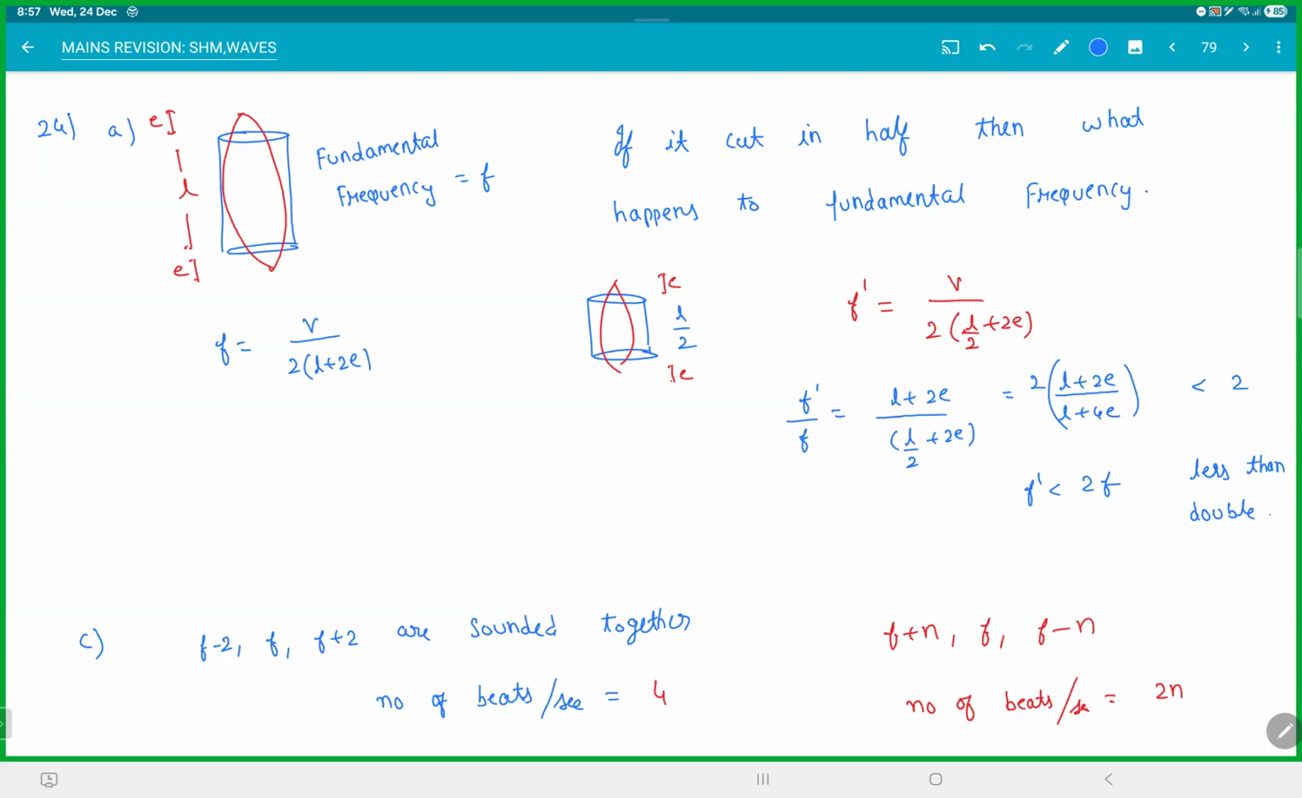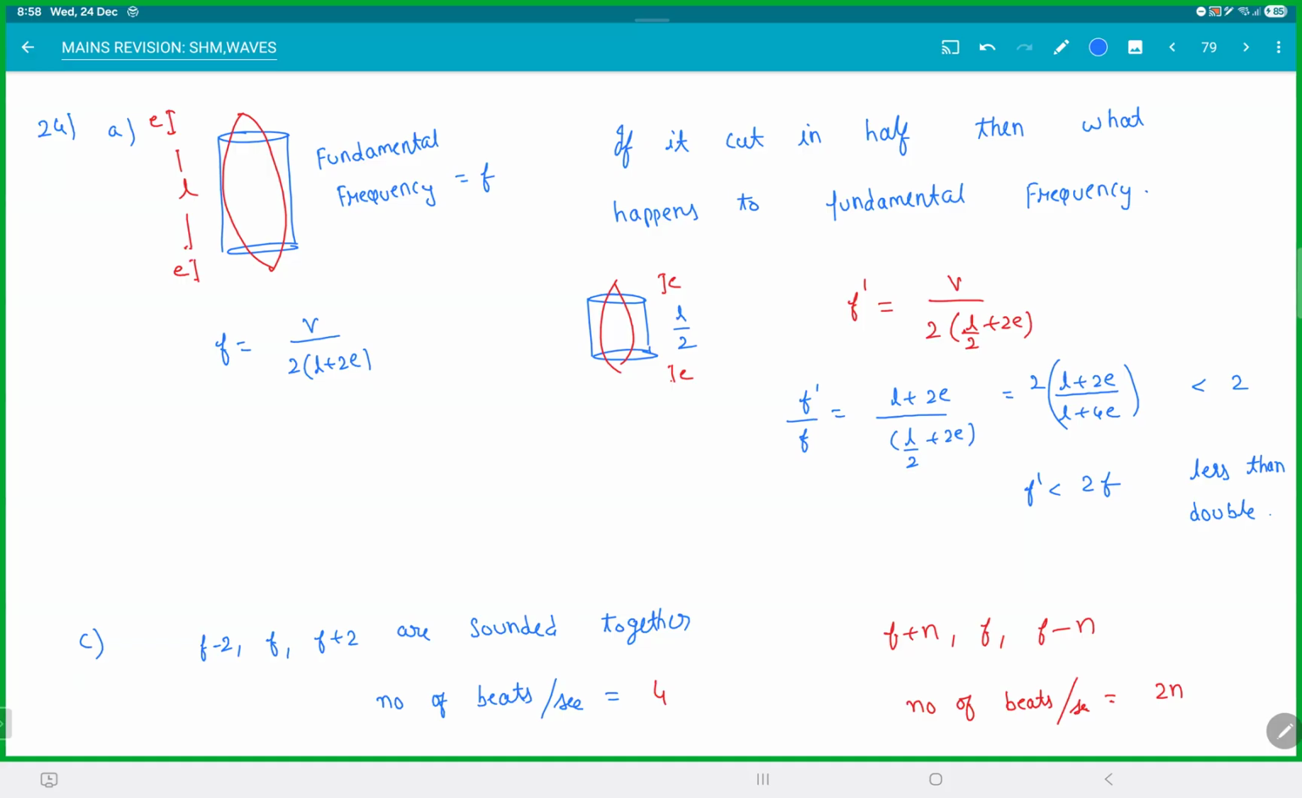Clear with that? So even though when you cut it in half, the length of the overall pipe, including the end correction, will be more than half, isn't it? Because E won't become half. End corrections will still remain E only. Mathematically, you can check it out like that. That's a pretty good one. Please check it out. Ask me if you're confused. Clear with that? So be careful about the cutting thing.